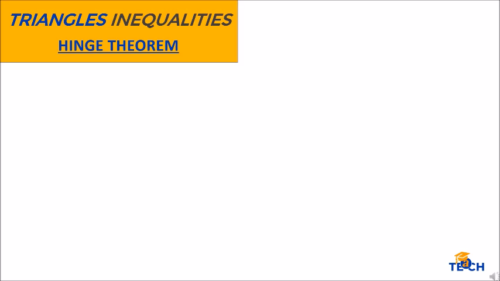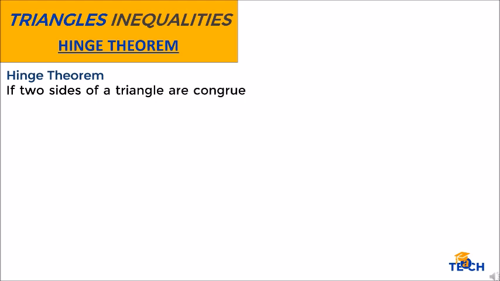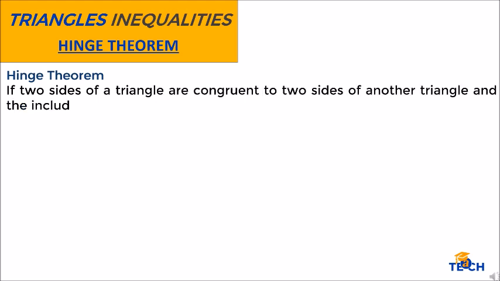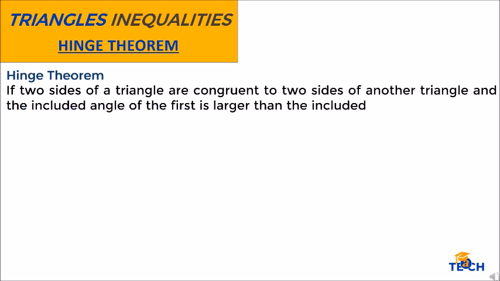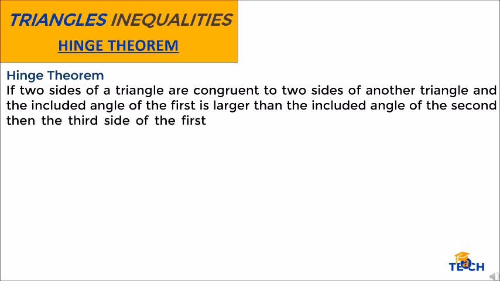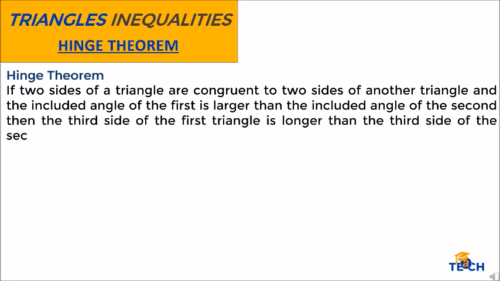We are down to our last, but not the least, triangle inequality hinge theorem. So hinge theorem: if two sides of a triangle are congruent to two sides of another triangle, and the included angle of the first triangle is larger than the included angle of the second triangle, then the third side of the first triangle is longer than the third side of the second triangle.